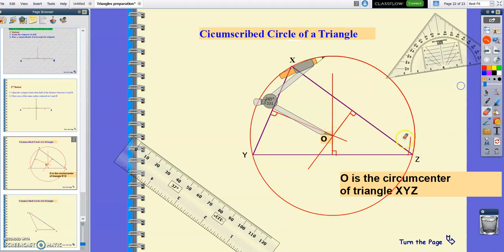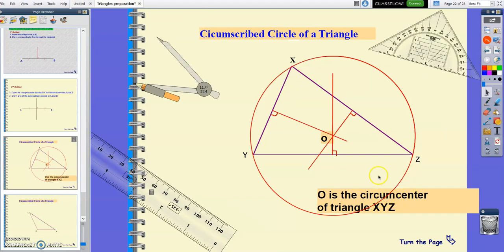Let's erase that. Okay, so this circle is the circumscribed circle of triangle XYZ. It has center O and radius OZ, and it should pass through the vertices of the triangle XYZ. As you notice here, it passed through X, through Y, and through Z.